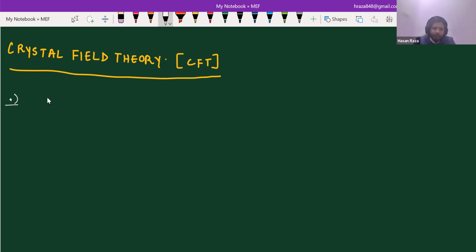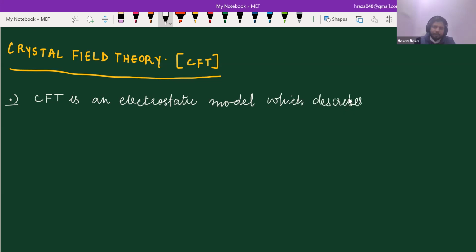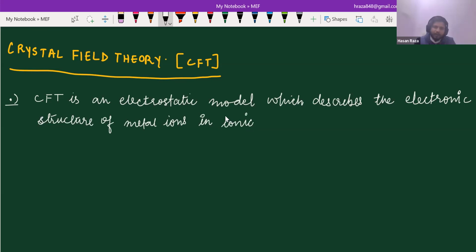Now see, I'm going to write some points about this. So write with me. CFT, that is crystal field theory, is an electrostatic model which describes the electronic structure of metal ions in ionic ligands.